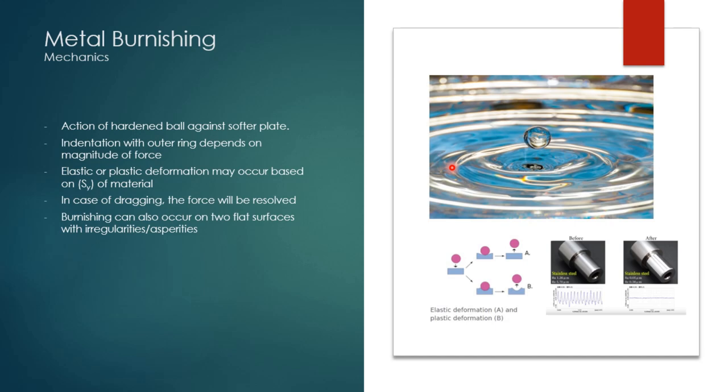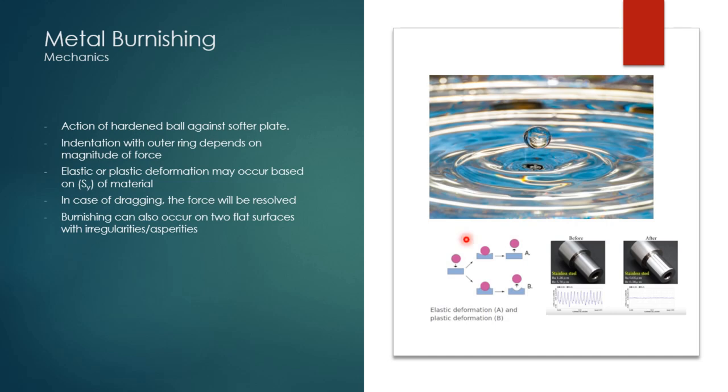So if the ball is pushed directly into the plate, stresses are developed on the contact area of both the objects, the steel ball and also the softer workpiece surface. Now as this normal force increases, both the ball and the plate surface will deform. Now this deformation caused by the hardened ball increases with the magnitude of the force pressing it, isn't it? The deformation caused on both the object surfaces will increase with the increase in magnitude of the force with which we are pressing this ball into the workpiece.